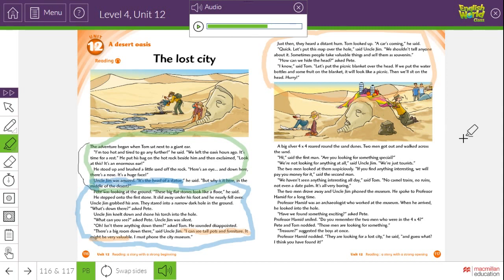Wonderful. So, what's the answer? Yes, great. As we can see here, they put the picnic blanket over the head. Great. And what else? They put water bottles and some fruit on the blanket. That's great. Now let's move to our 5th part. Let's change the color. Let's take this part until here.